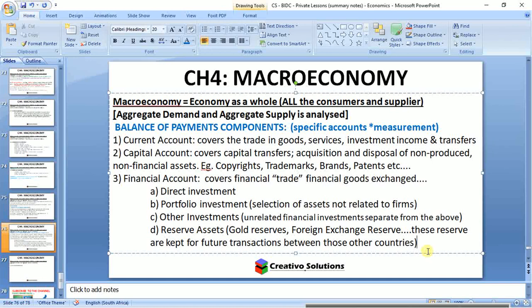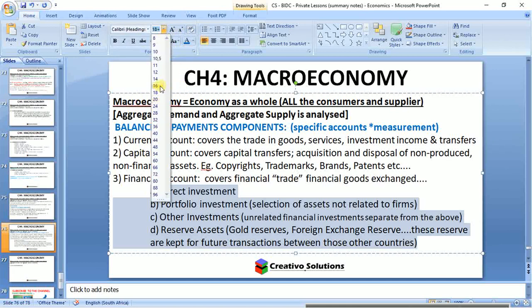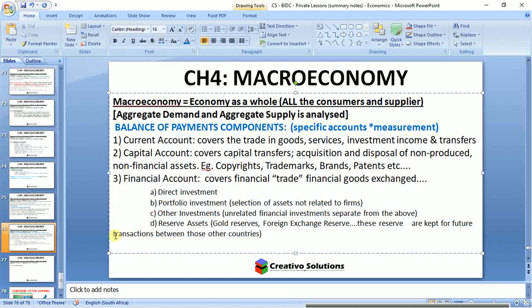Right, the last bit is looking at net errors and omissions. And this relates to balance of payments. I don't want to write this as a separate heading because it kind of relates to what we have here. It's just an extra consideration. So I'm going to shrink this a little bit and then just put a note at the bottom here, asterisks, or NB, net errors and omissions for BOP.